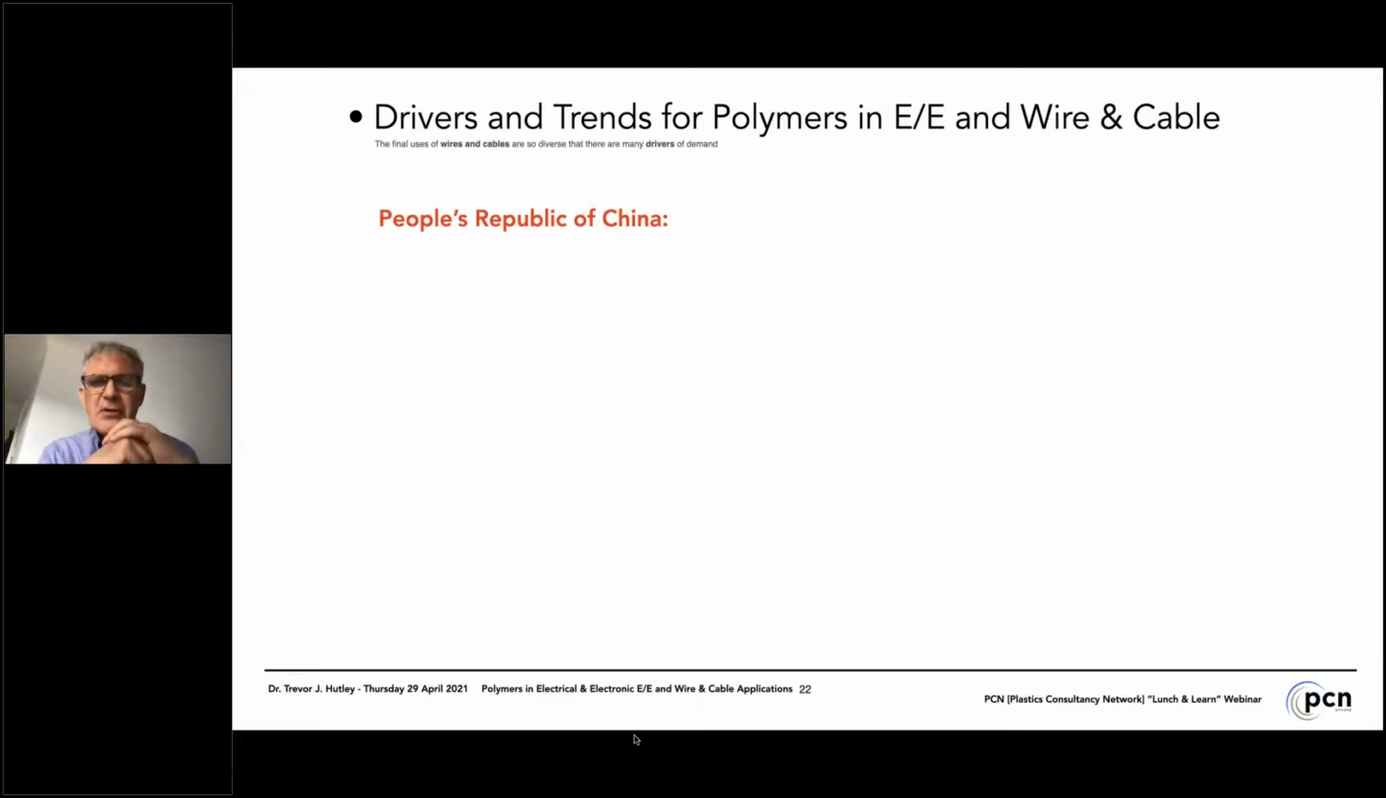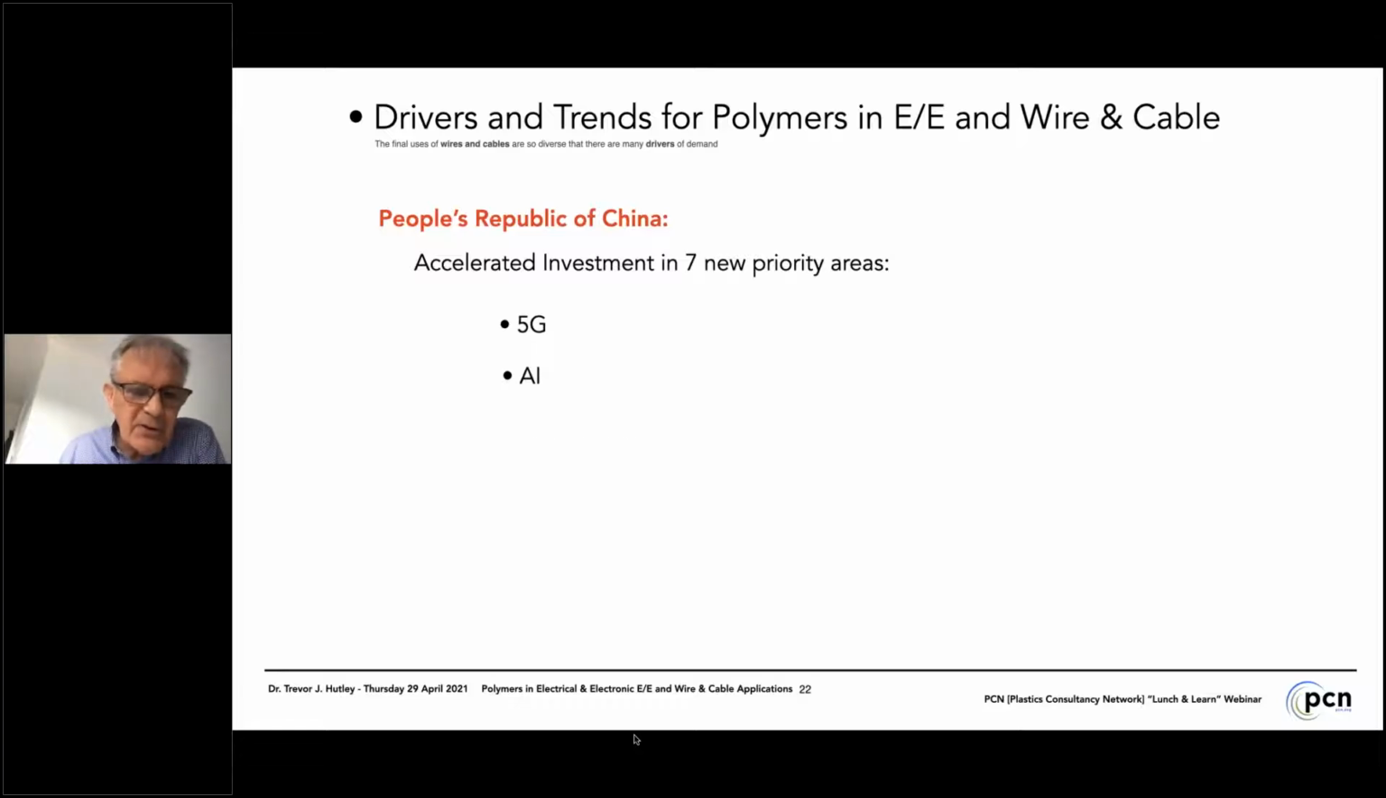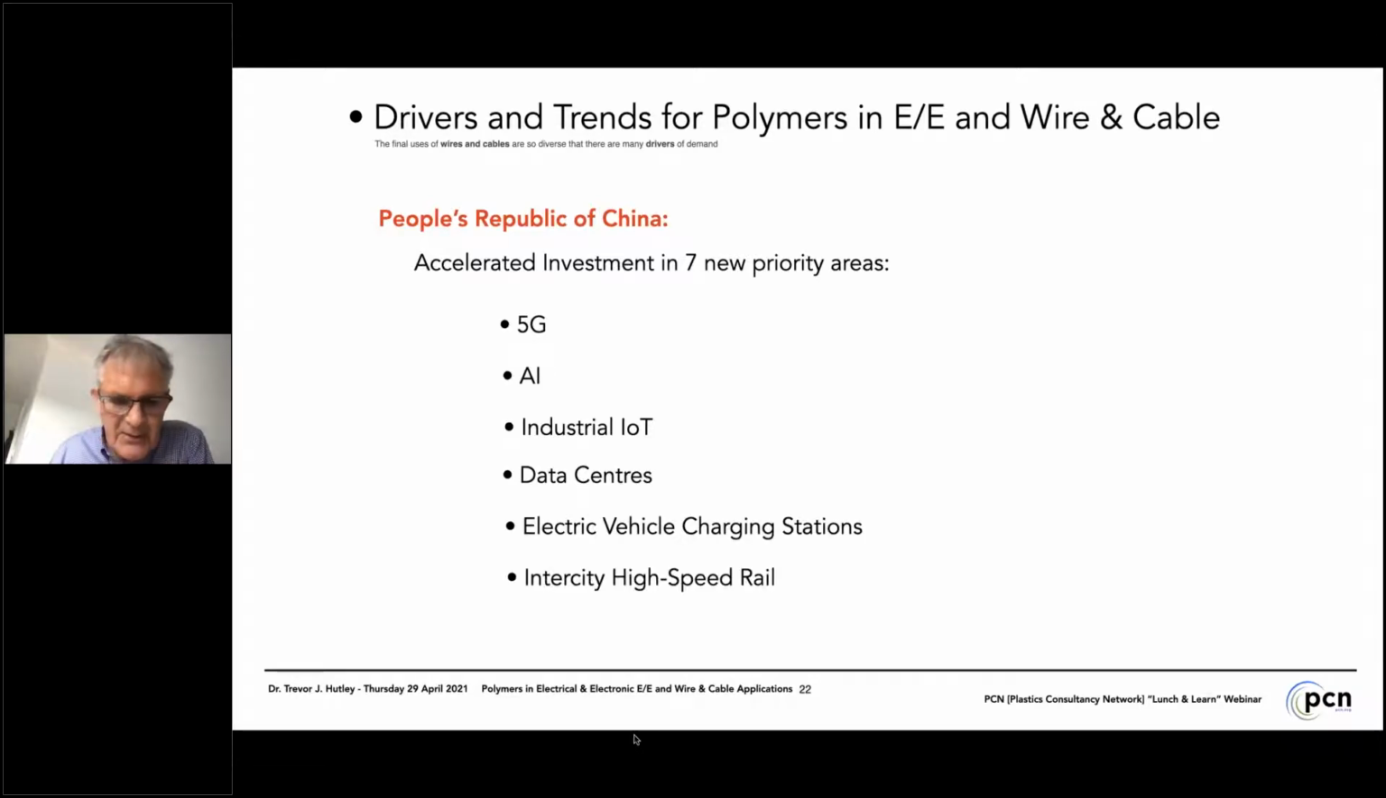And I thought this was an interesting global perspective: last year, while the world was suffering from the impact of the COVID-19 pandemic, the approach of the People's Republic of China was a little bit different. Instead of supporting industries to get through the pandemic, they accelerated their investment in 7 new priority areas: 5G communications, artificial intelligence, the industrial Internet of Things, data centers, electric vehicle charging stations, intercity high-speed rail, and ultra high voltage electricity transmission grids.